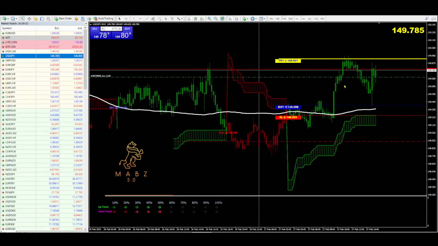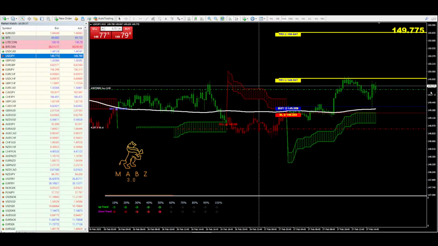Okay. So earlier we took a buy signal from, what is this market? The USD JPY.